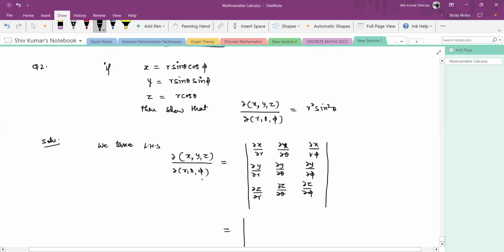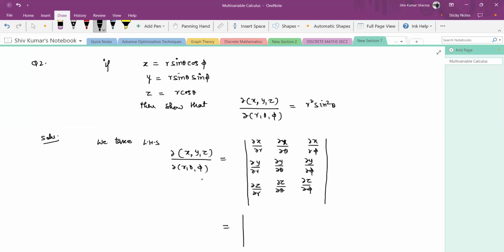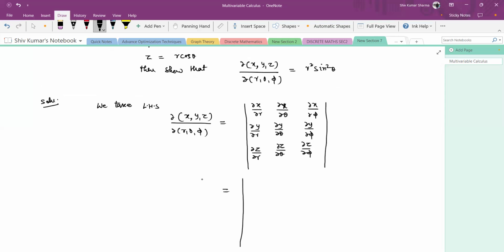So x is a function of r, theta and phi. When we differentiate partially with respect to r, theta and phi we treat as constants. So del x upon del r: theta and phi work as constants, the differentiation of r is 1. So the first term is sine theta cos phi.